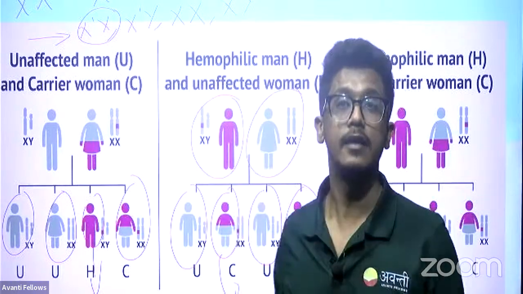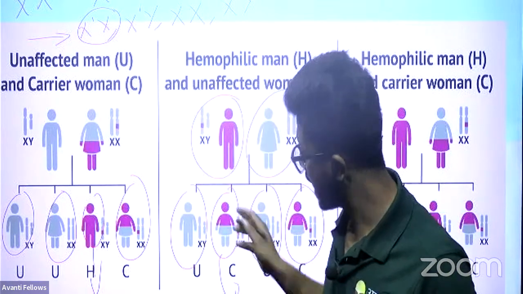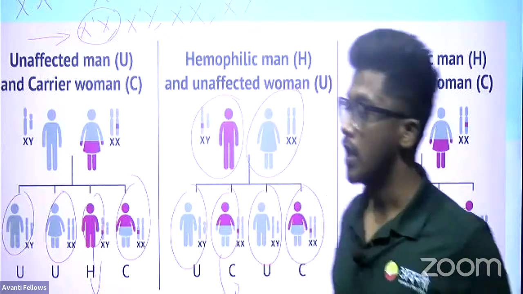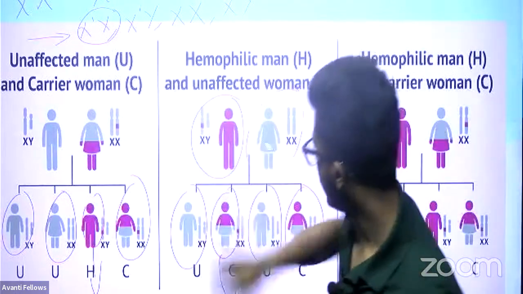They are very healthy. They are very normal like you. But unfortunately, they carry a defective gene. That's why in the next generations it gets expressed. Now I hope you know how this condition works. So how does this condition work?